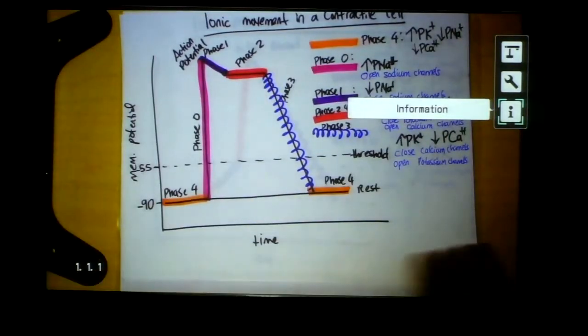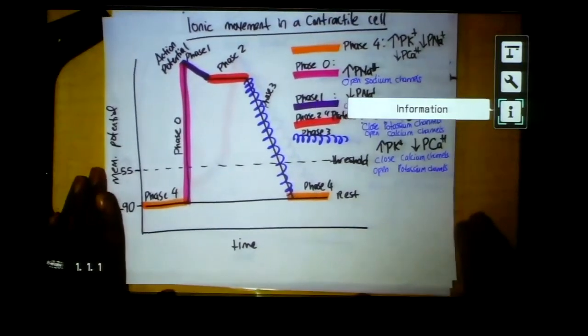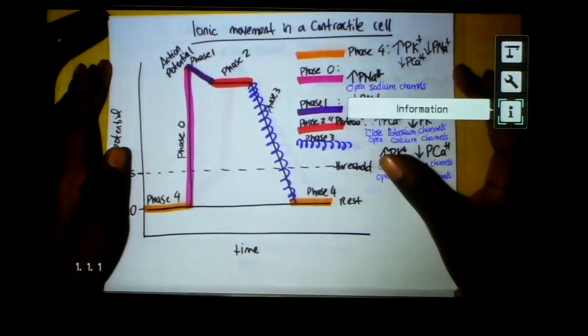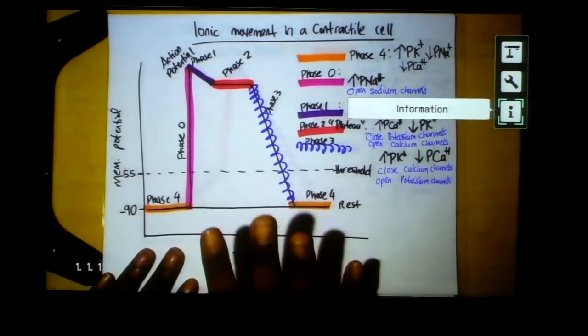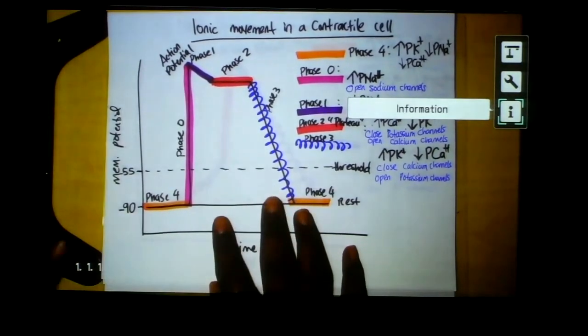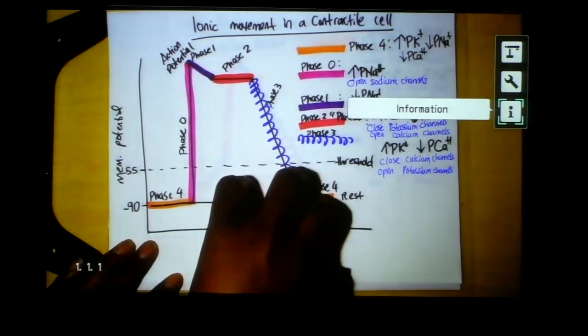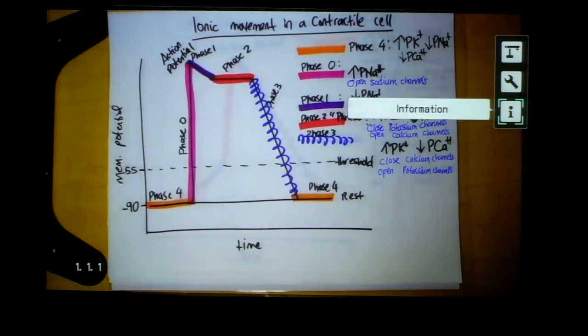And we have pacemaker cells that are basically just setting the rhythm. They're not so much contracting as they are setting the rate and the rhythm of the heart, okay? And so we looked at the phases of contraction in a contractile cell. Before we get into the detail, this is basically what's happening in terms of the channels on a contractile cell to bring about an action potential in this cell, okay?